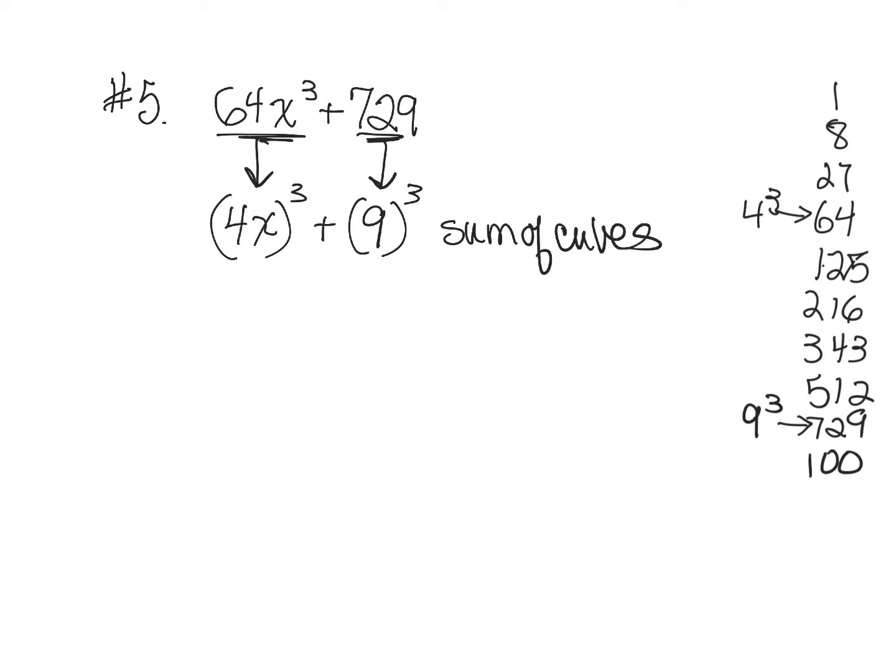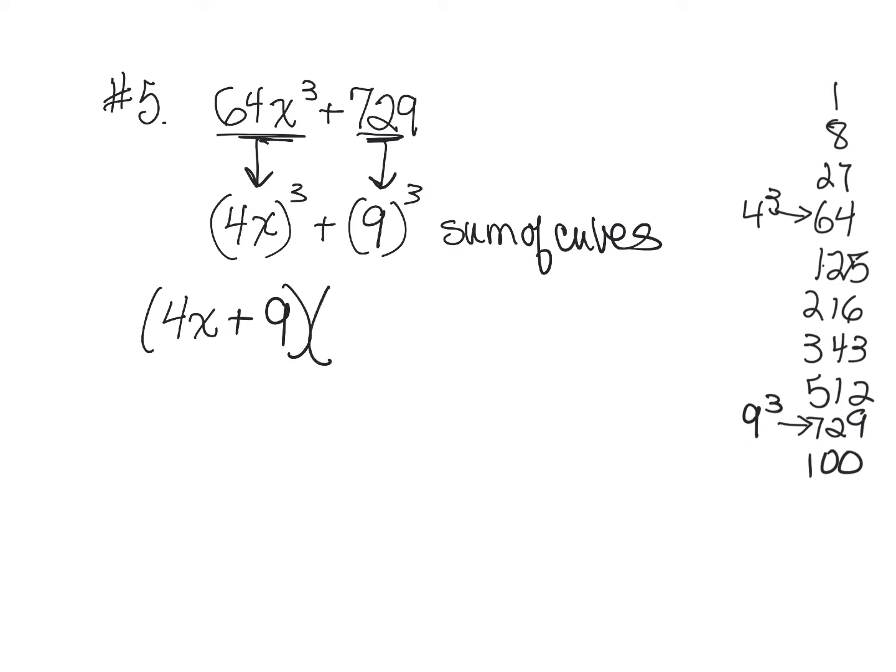If you notice at the very beginning, obviously 64 and 729 have nothing in common, because 4 and 9 have nothing in common, 2 and 3 have nothing in common, so there's no greatest common factor. So we go right to the pattern, and we rewrite the pattern. The pattern says I take the cube root of 64x cubed, which is just 4x, and the cube root of 729, which is just 9. That's your first factor, those two terms.